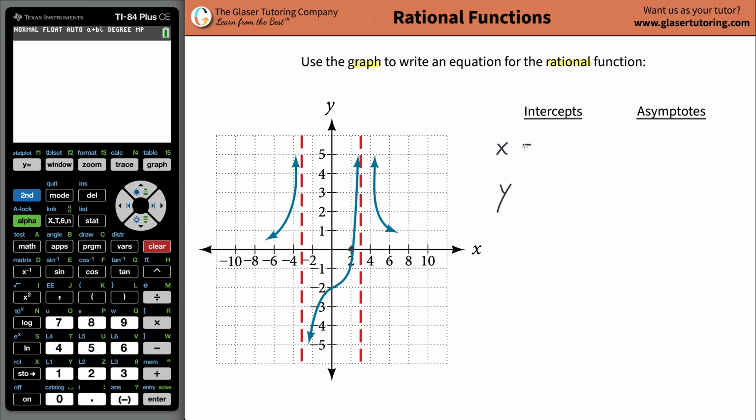So our x-intercept here is going to be 2. So we're going to write (2, 0). That's the coordinate for that point, right? The y value is 0. All x-intercepts have a y value of 0.